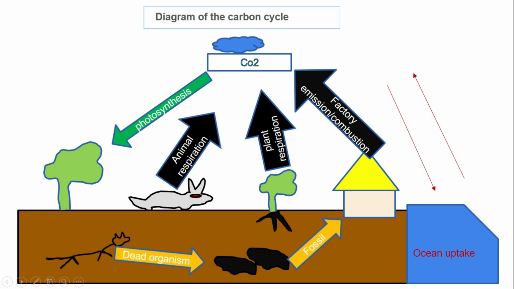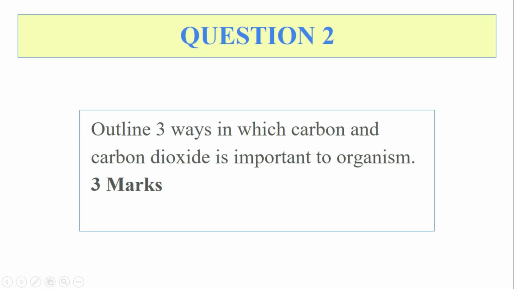All right, so let's proceed to the next question. Number 2. It says outline 3 ways in which carbon and carbon dioxide is important to organisms, and that is 3 marks. So here it says to outline 3 ways.